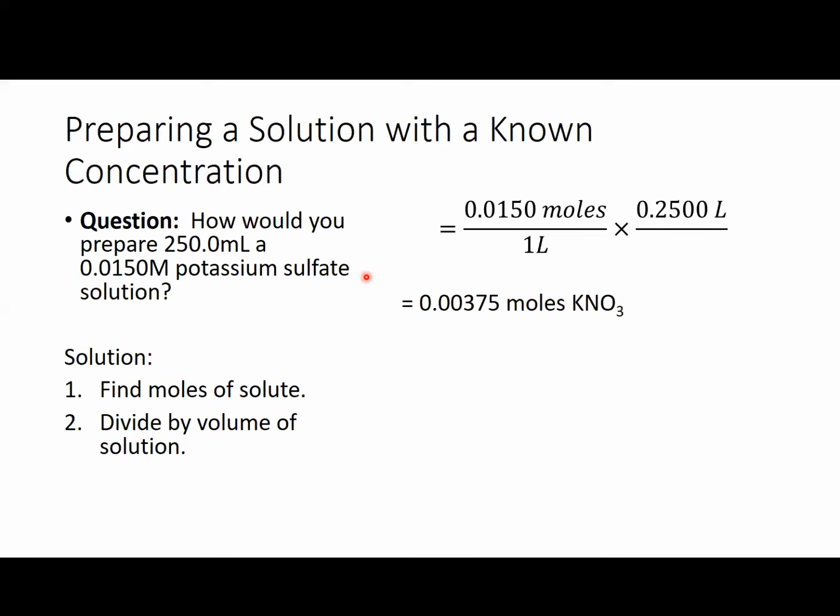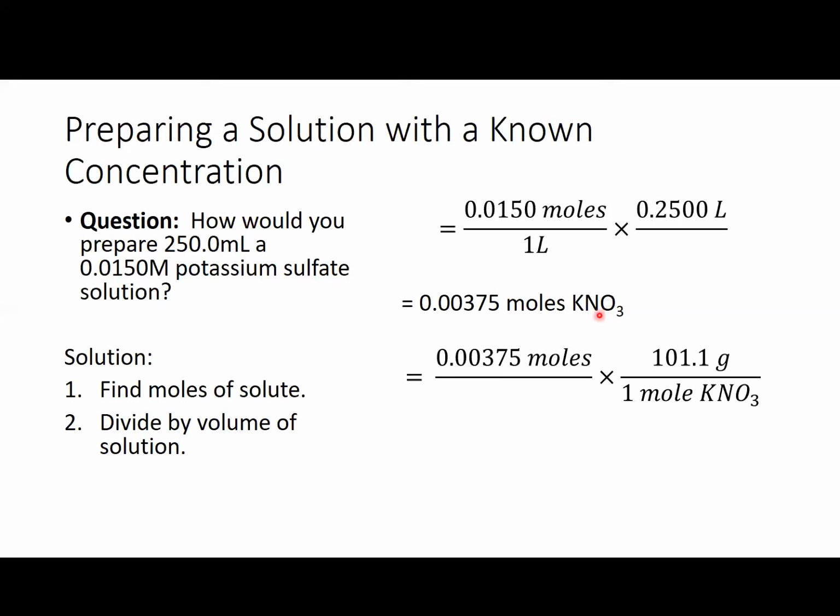So that's how much we end up making there for how many moles of this stuff that we need. This should say potassium nitrate. The sulfate here is wrong. I will correct that and repost it. But this sulfate should say nitrate.